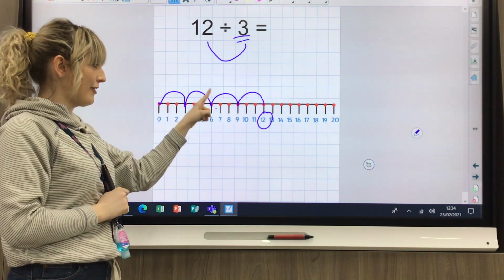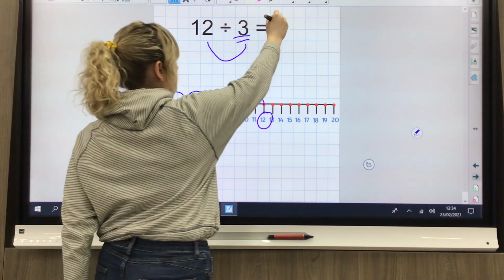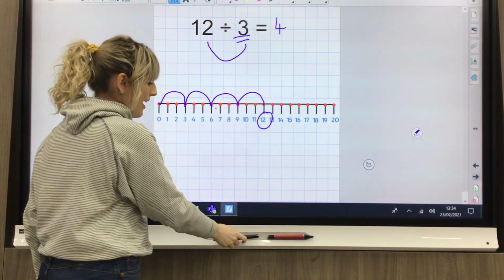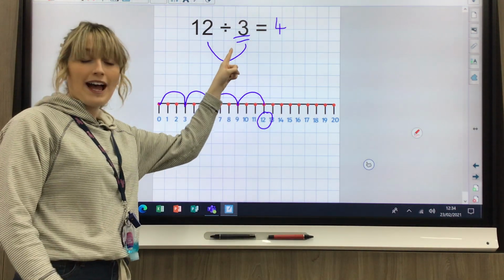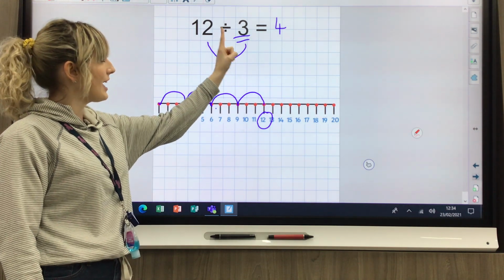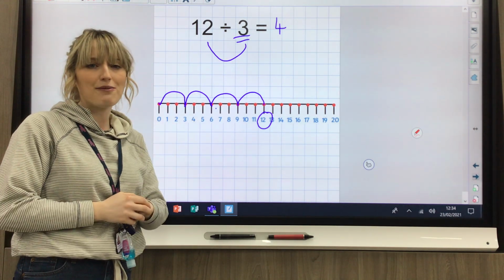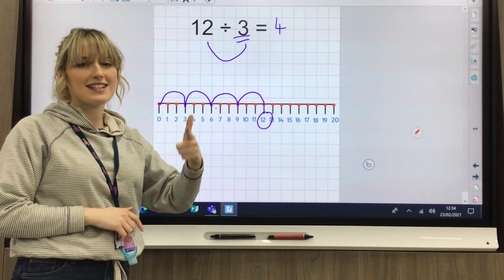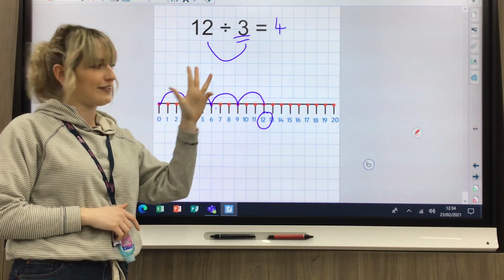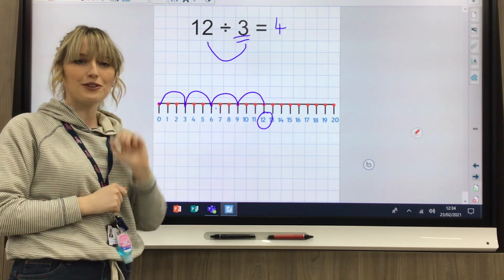1, 2, 3, 4. Now, we've learned to do that in our head, haven't we? So to work that out mentally, we'd have to count in 3's until we get to 12. Count with me. 3, 6, 9, 12. We were right, the answer's 4.